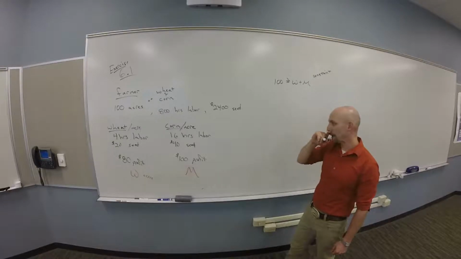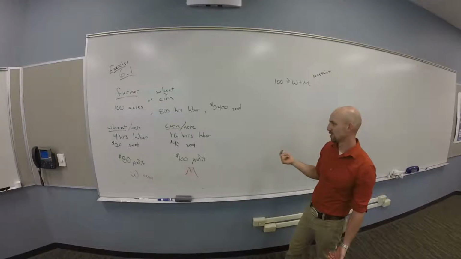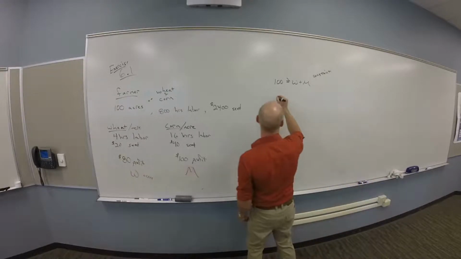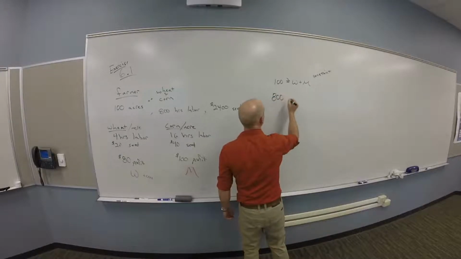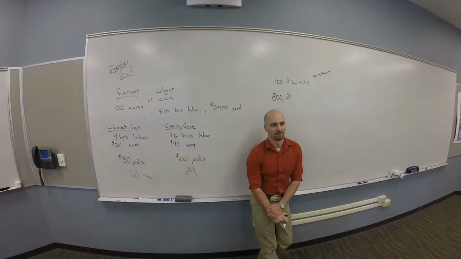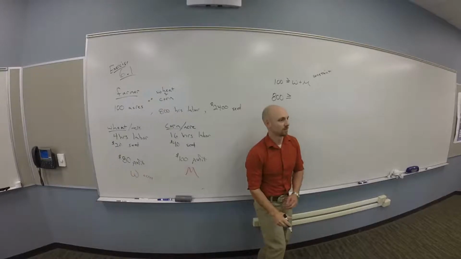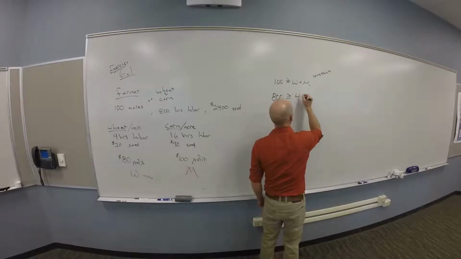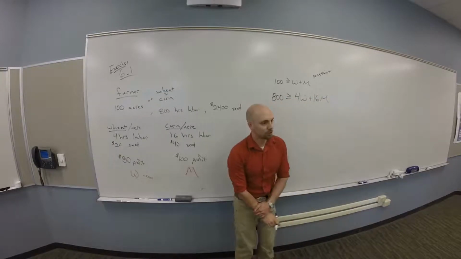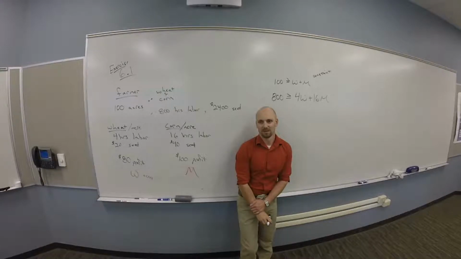Okay, what else? Hours. My hours worth of labor. What are my total hours? I have 800 hours available, and that's going to have to be more than what? 4W plus 16M. Good. Is that a constraint or an objective? Yeah, that's also a constraint.